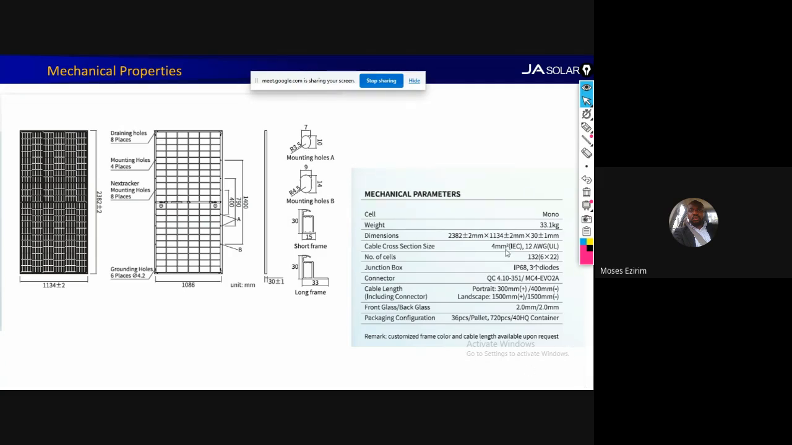That is 6 rows and 22 columns. Now, the junction box is IP68. Mr. Christopher mentioned this as well. The IP rating is very, very important. So the junction box of the JA Solar module is IP68, meaning that it is waterproof and dustproof.